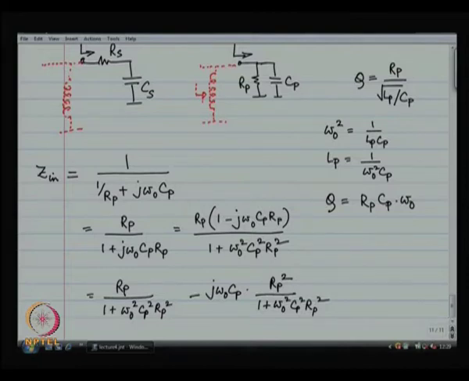Q is equal to omega naught. So, this is Q squared.